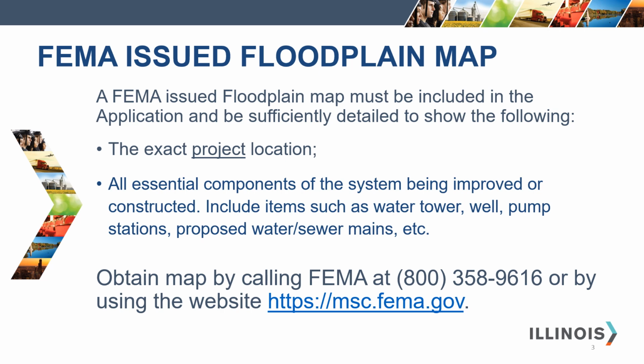As part of the application, you must submit a FEMA-issued floodplain map. The exact location of the project must be drawn on the floodplain map. Include on your map the essential components of the system being improved or constructed. You can obtain a FEMA-issued floodplain map by calling FEMA at 800-358-9616 or by using the FEMA website listed on the slide or in the guidebook.